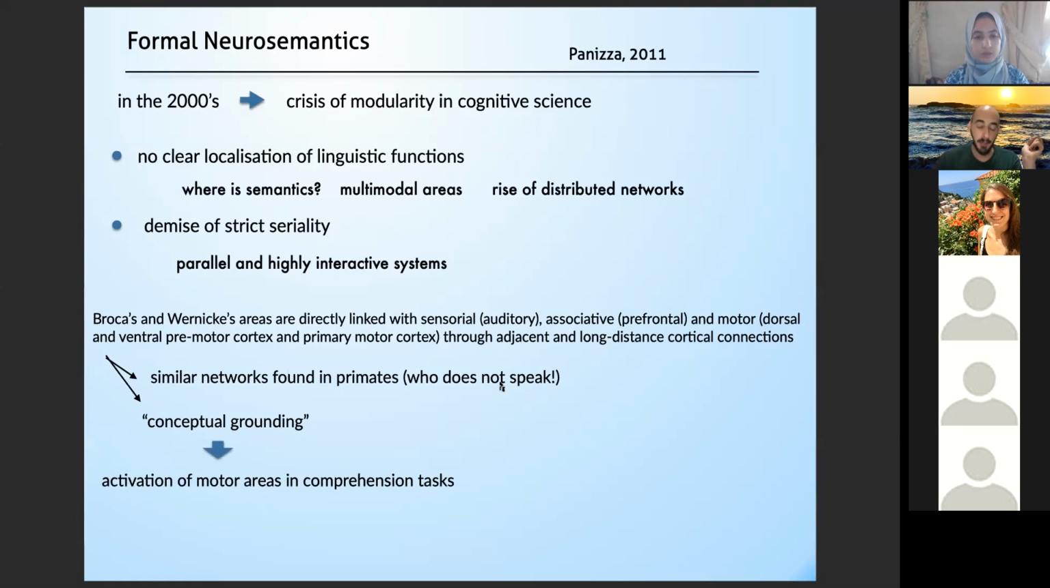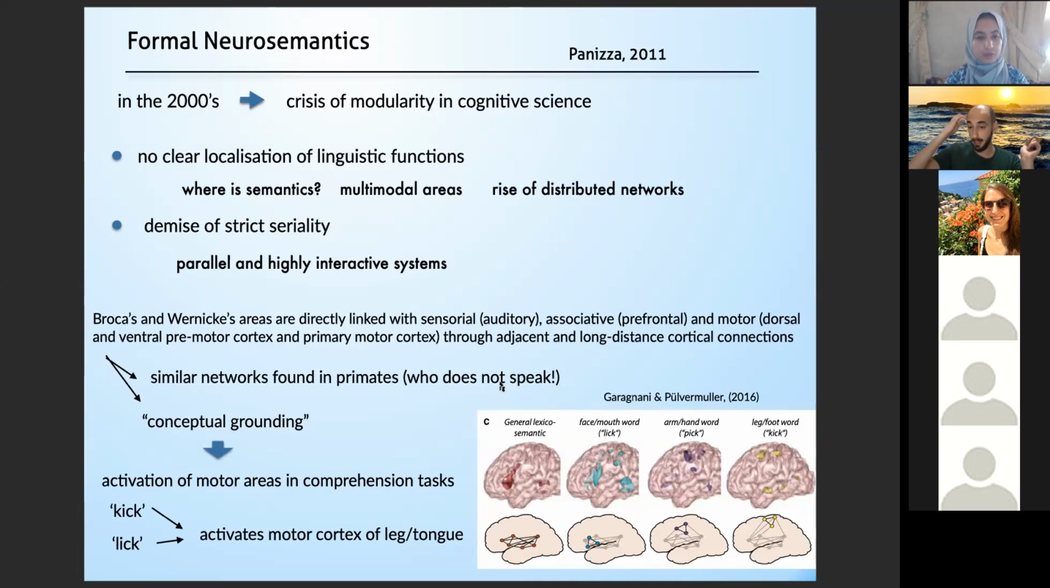Okay, you have activation of motor areas in comprehension tasks very early. And again, a lot of experiments like this one by Garagnani and Pulvermüller track the cortical activation for the word "leak." Then you would activate the motor areas of your mouth, whereas the word "peak" would activate the motor areas of your hand, and the word "kick" would activate the motor areas of your foot. You remember the motor homunculus, right? So things are more interactive than we thought.